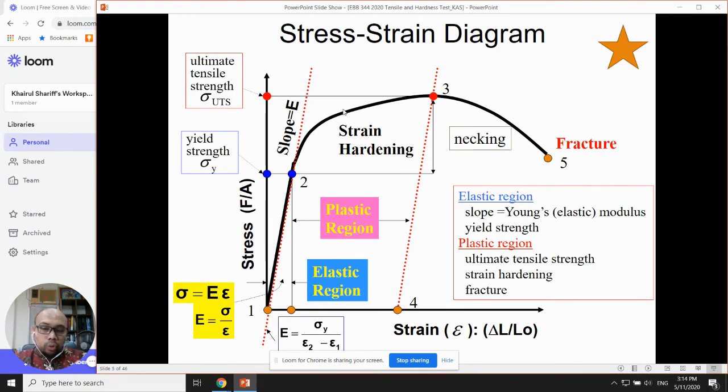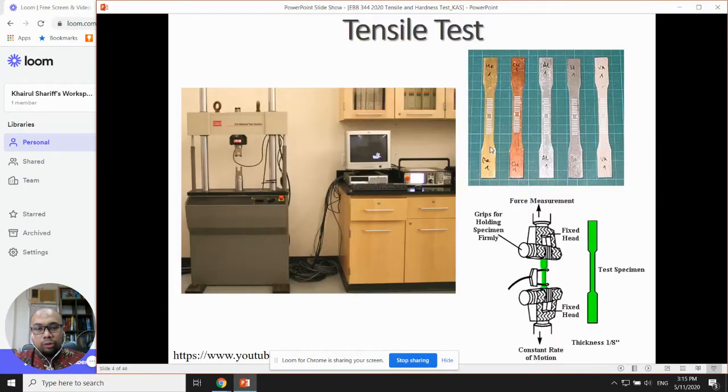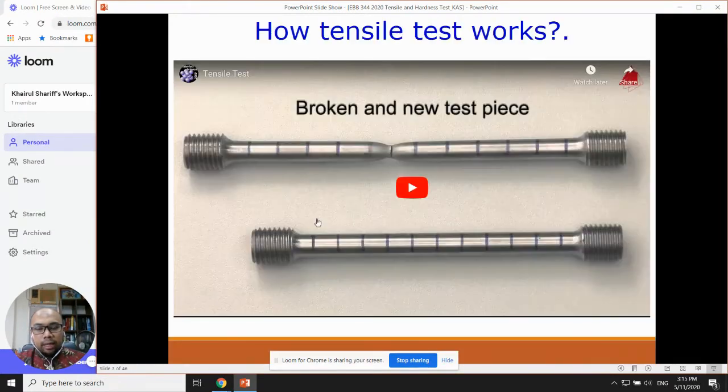When we continue to pull the sample beyond the UTS point, at this stage the fracture mechanism, I repeat again, will start to initiate. What is the fracture mechanism? Later I will explain in the next video. From point 3 to point 5, there is what we call the necking phenomenon. What is the necking phenomenon? I show you in this slide. In this video, you can see something like necking. We pull until we get this necking.